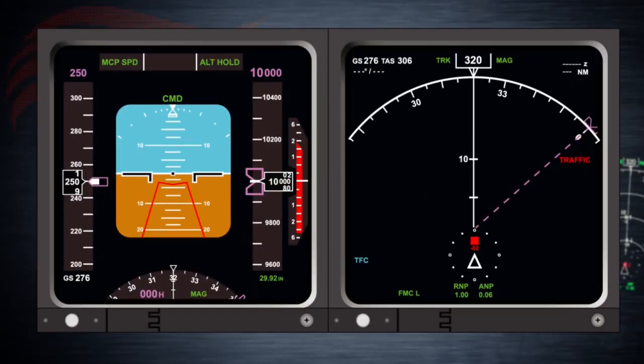When any traffic or resolution advisory occurs, a traffic message will appear on the navigation display. This will be amber for a traffic advisory and red for a resolution advisory. If the navigation display range is too close, and traffic or resolution advisory traffic is not displayed as a result, an off-scale message will appear.